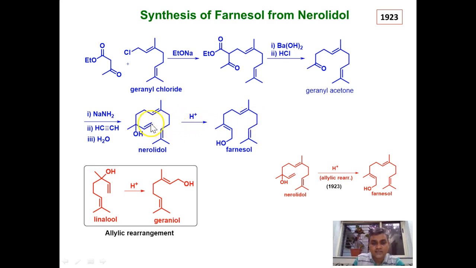So this rearrangement of nerolidol to farnesol is considered as one of the evidence in support of the structure of farnesol. Now this rearrangement of nerolidol to farnesol is an allylic rearrangement, and it is analogous to the rearrangement of linalool to geraniol. Linalool is also a tertiary allylic alcohol.